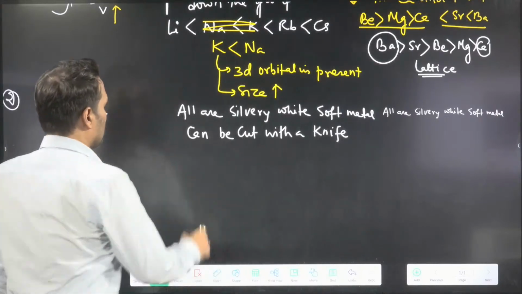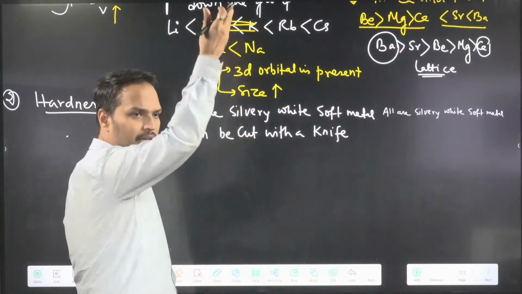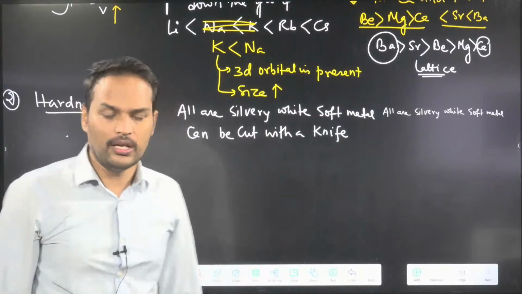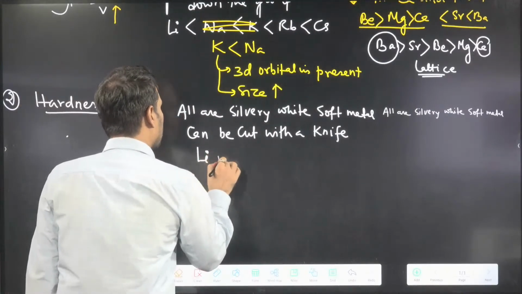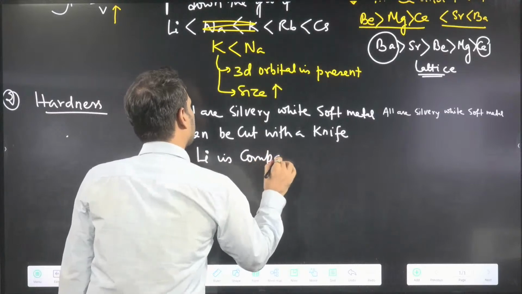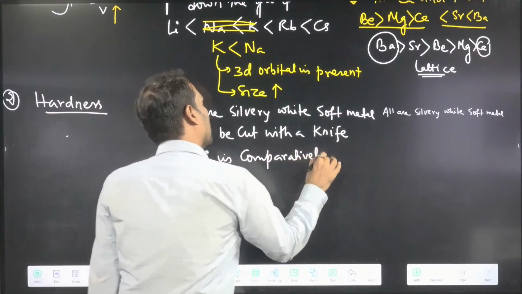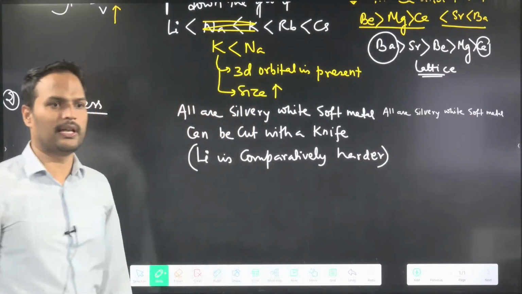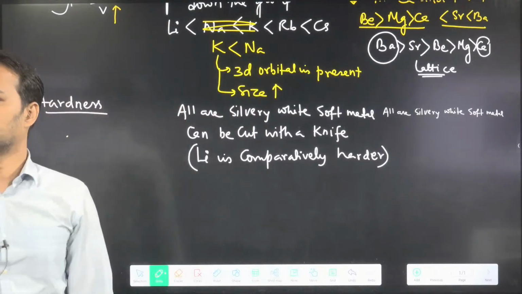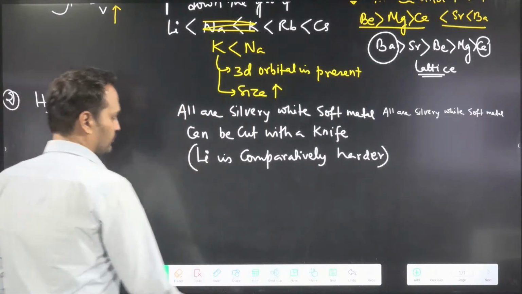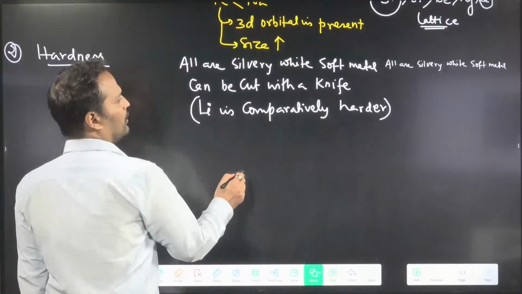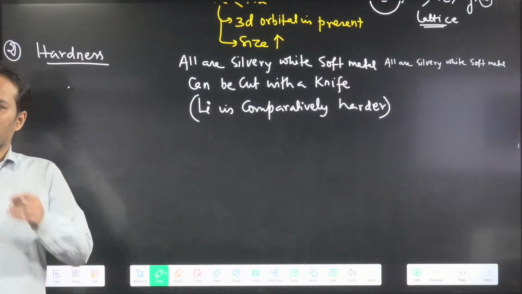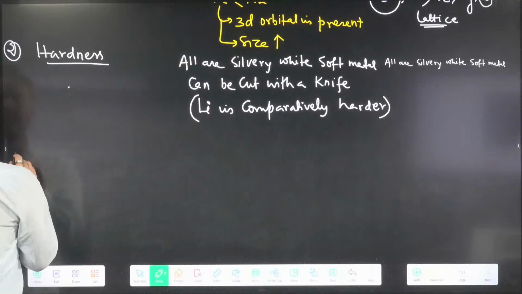But if you compare, we know that down the group metallic bonding decreases. So metallic bonding is maximum in lithium, so lithium is comparatively harder. Although it is also soft, if you compare it to the rest of the elements in the group like sodium and potassium, then it is hard. Is this point clear to everyone? Okay? And the reason lies in metallic bonding. Done? Okay, now learn the last point.